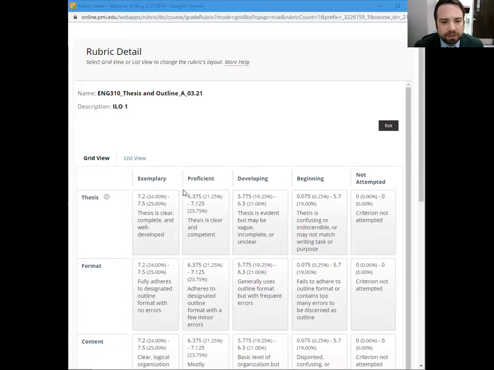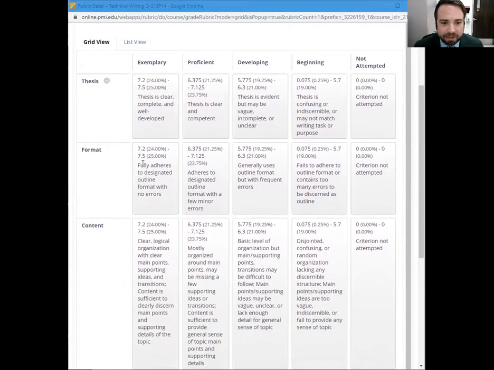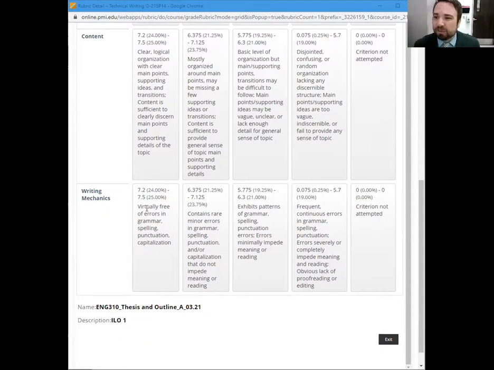Let me bring up the rubric real quick. Okay, so here's what you're being graded on for this assignment. You need to have a thesis statement. An exemplary one is clear and well-developed. And the beginning one would mean that it is confusing or indiscernible. It may not match the writing task. Format, your outline needs to be an outline format with no errors. The content needs to be clear, logical organization with clear main points, supporting ideas, transitions, content that is sufficient to clearly discern your main points and your supporting details. And then finally, your writing mechanics should be on point, meaning no spelling, grammar, punctuation errors.